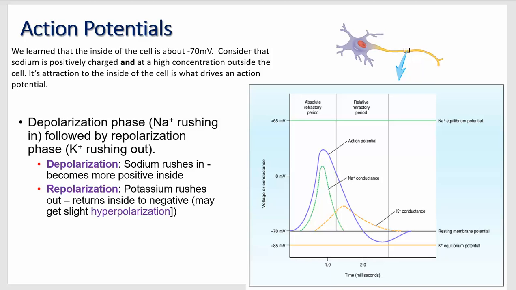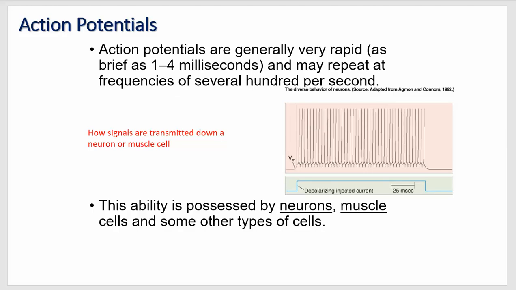All right, so this is the graph that I just tried to draw. The inside of the cell is -70. Sodium wants to get in. Depolarization. Sodium rushes into the cell. We allow that to happen at this axon hillock, and then potassium will rush out and repolarize it. Okay, and those are just your basic questions. What causes depolarization? Sodium rushing in. What causes repolarization? Potassium rushing out.